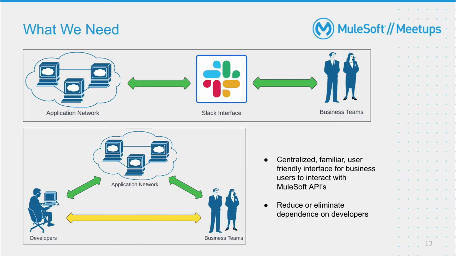But also, it's centralized, so the entire team can see the channel where business users are interacting with the application network. We can trace who has made changes. We can even discuss these changes that we're making directly in line with how we're communicating with the application network.